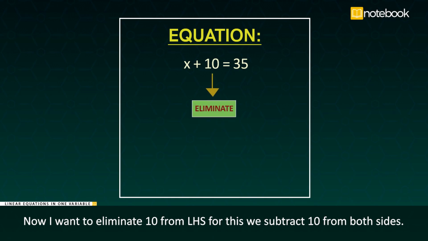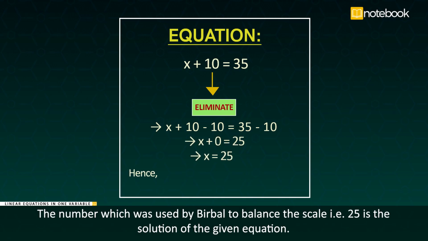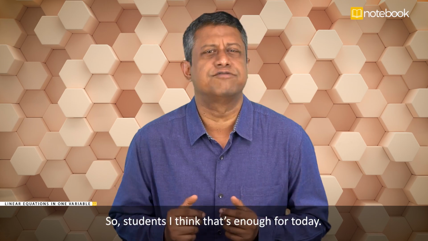Now I want to eliminate 10 from the LHS. For this we subtract 10 from both sides. So subtracting 10 from both sides we get x equals 25. The number which was used by Birbal to balance the scale, that is 25, is the solution of the given equation. So students, I think that's enough for today.